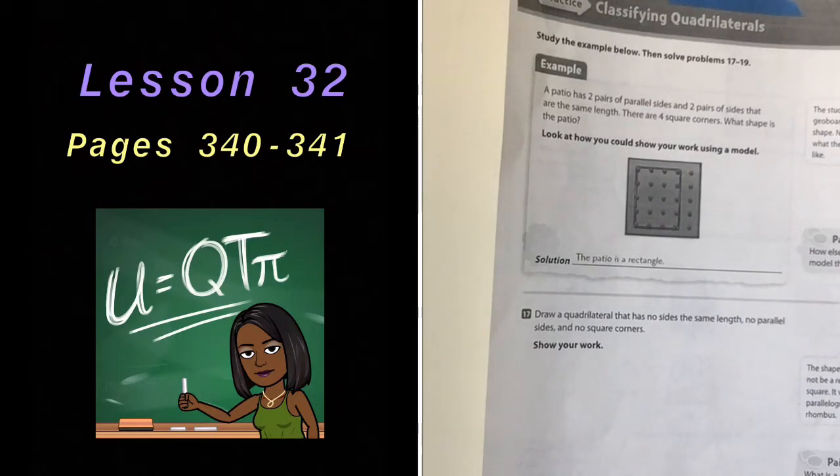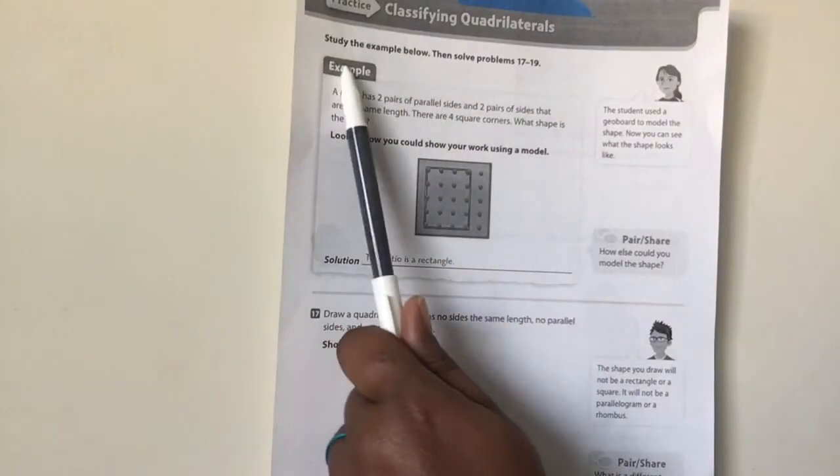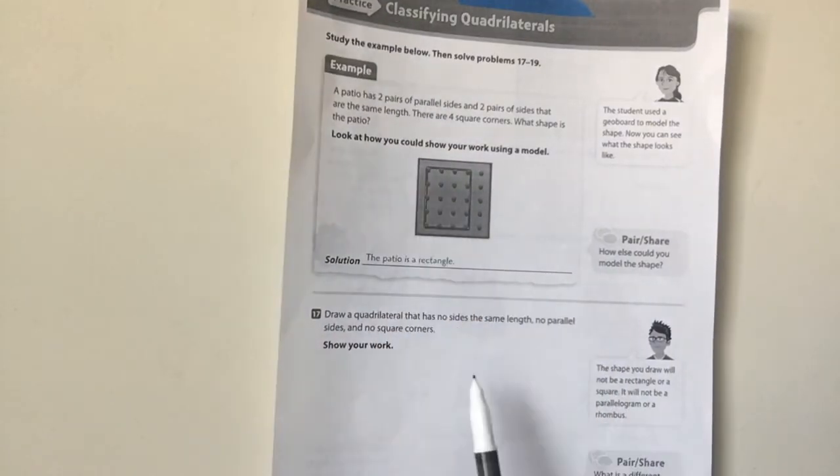Hey guys, let's get in here and work on pages 340 and 341. We are still classifying quadrilaterals. The question tells us to first study this example and then solve problems 17 through 19.